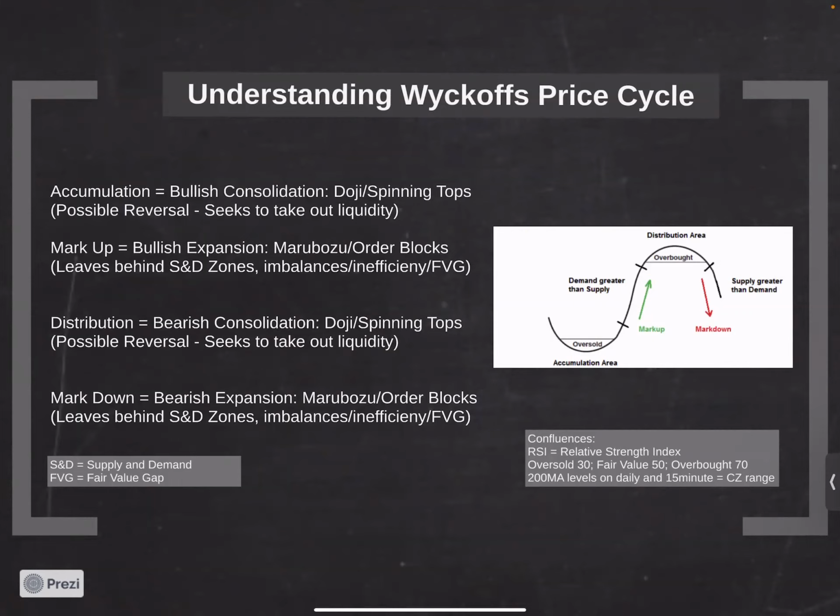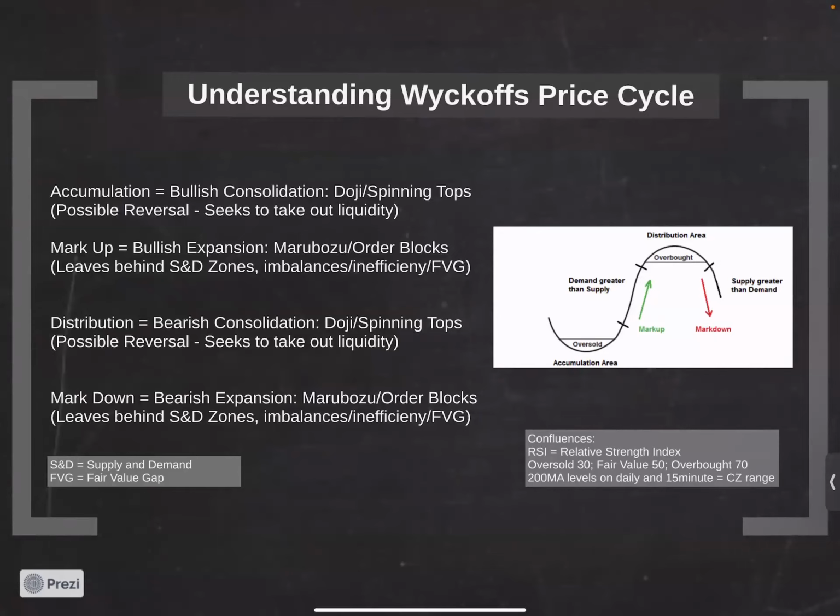Now, whenever we're looking at distribution, we're looking to seek a possible reversal, not an expansion. Expansions are when price is stretching up to the upside. A reversal is where price will be coming back down to fill in some inefficiency left behind before the distribution zone, before the distribution phase or zone, whatever you want to call it.